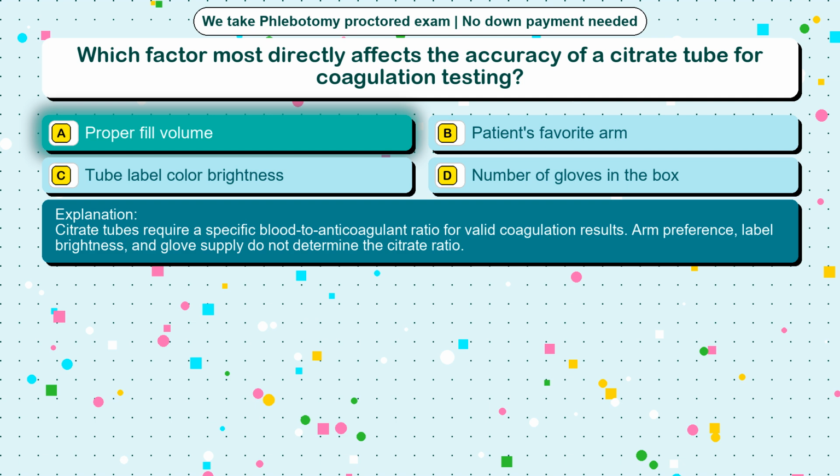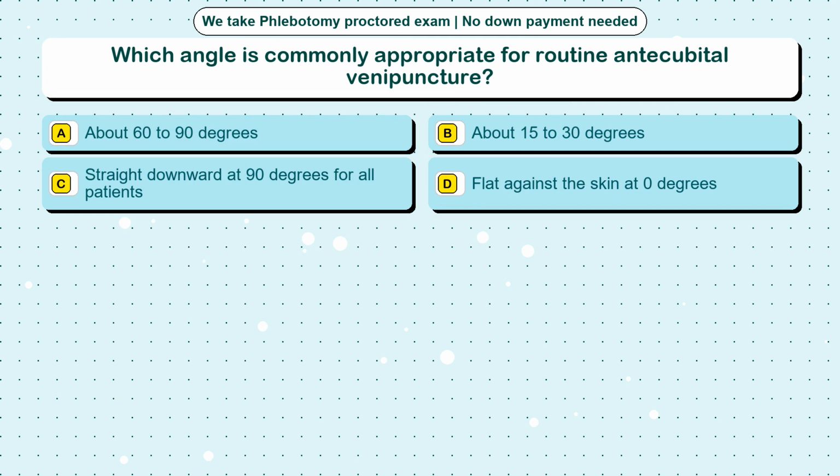Citrate tubes require a specific blood-to-anticoagulant ratio for valid coagulation results. Arm preference, label brightness, and glove supply do not determine the citrate ratio. Question 48. Which angle is commonly appropriate for routine antecubital venipuncture? Option A, about 60 to 90 degrees. Option B, about 15 to 30 degrees. Option C, straight downward at 90 degrees for all patients. Option D, flat against the skin at 0 degrees.